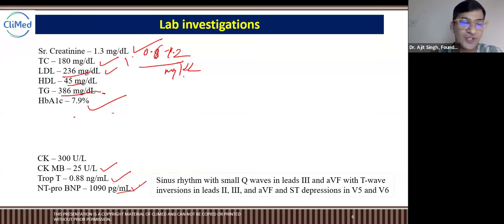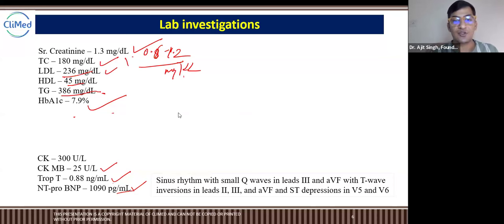Okay, so we can say that his triglycerides and LDL were way higher than normal. HbA1c is 7.9, so the patient also had a high HbA1c. Now let's come to the cardiac biomarkers. Can you tell me what's high there in the cardiac biomarkers? CK, high or not? CKMB, high or not?